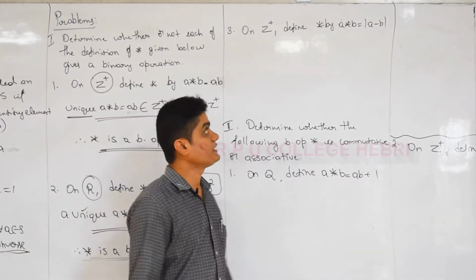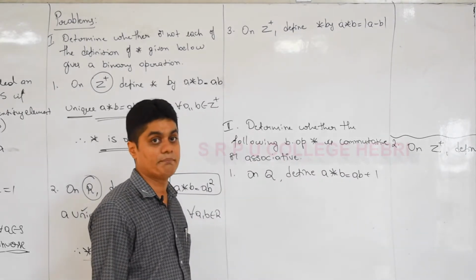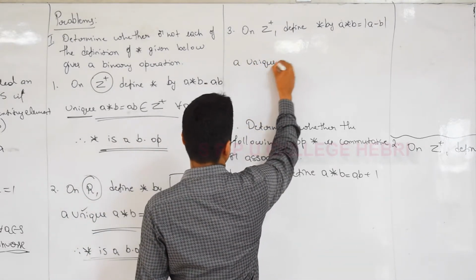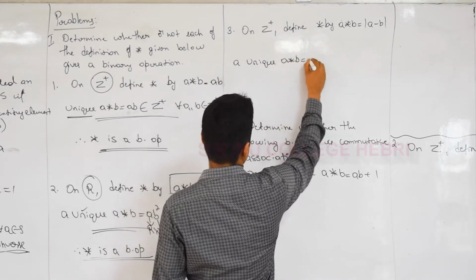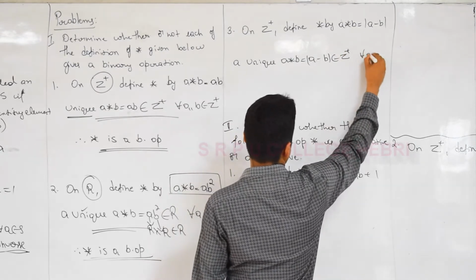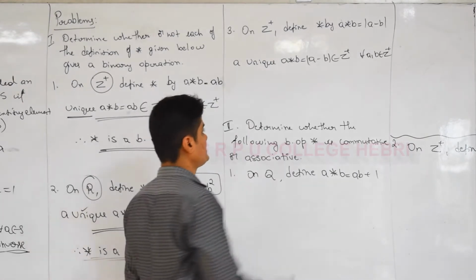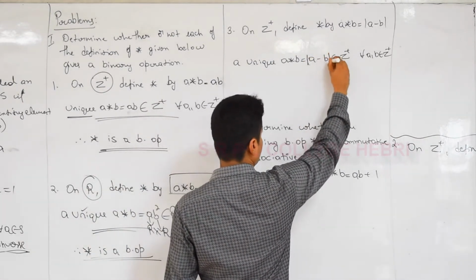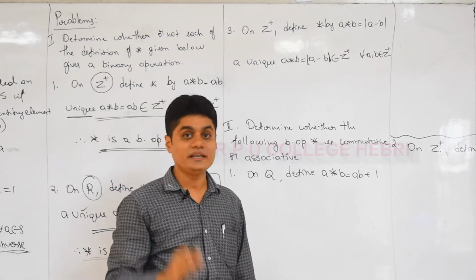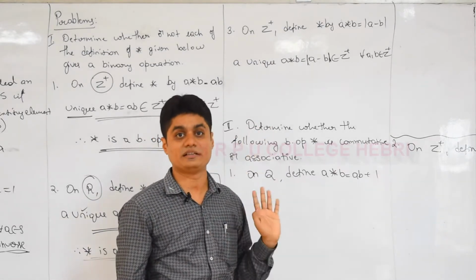On Z plus, define star by a star b is equal to mod of a minus b. Again we have to check whether this is a binary operation or not. So again, the same argument: take the unique condition, write the definition of binary operation and check whether it holds for all a, b belongs to Z plus. Now because of this modulus sign, it's very clear that the output cannot be negative. So Z plus is not a problem, 100% it belongs to the positive integers.